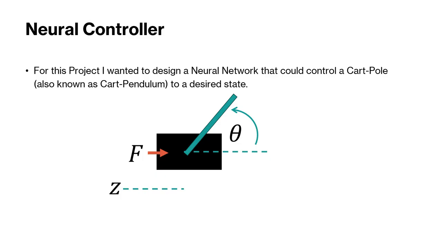Okay, so for this project, I want to design a neural network that could control a cart pendulum or a cart pole system to a desired state. It's a very basic dynamic system, and I naively thought, oh yeah, I'll get this up and running in a couple days, and then I'll throw this at a really hard dynamic system and get it going. But what I found is that neural networks for control is not a trivial problem to overcome.